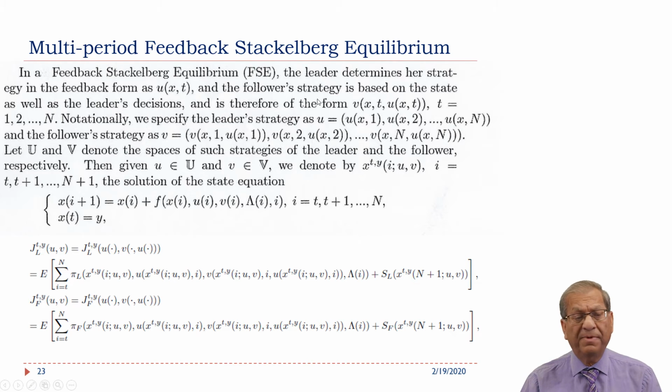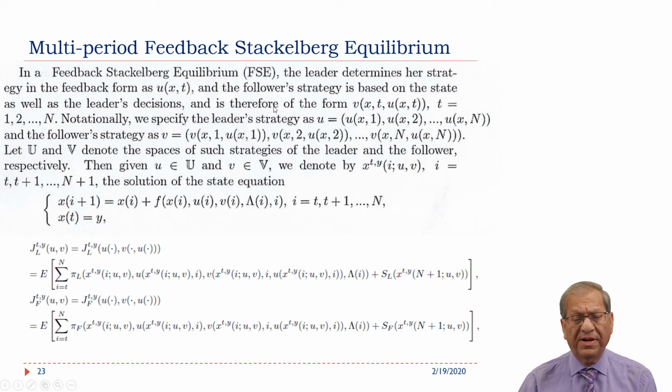The follower's strategy is based on the state as well as the leader's decision. Therefore, at time T, the follower's decision will be V of X, which is the state at time T, the current time T, and the decision made by the leader. This is for each period from 1 to N. Notationally, we specify the leader's strategy as U, which is a set of decisions in each period from 1 to N. Similarly, the follower's strategy is V, equal to the decision by the follower in each period. As you can see, in each period it depends on the state, the time, and the decision of the leader.